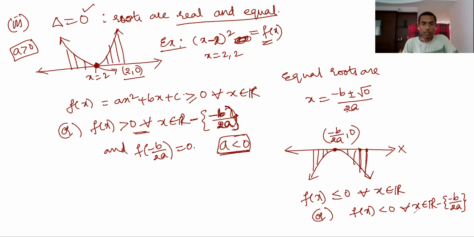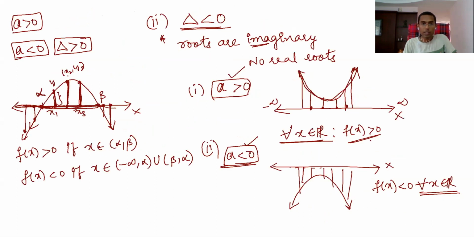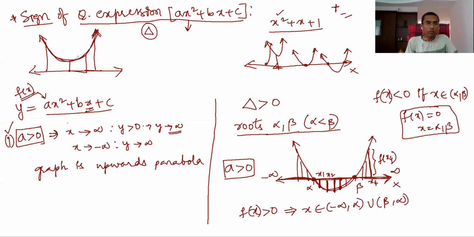Okay, hope you understand this one. This is one way of explaining the sign of a quadratic expression. First, the sign of the quadratic expression means it can be positive or negative, or both, or neither. Depending on the x value, it can be positive or negative. So we need to check for what values of x it is positive and for what values of x it is negative.